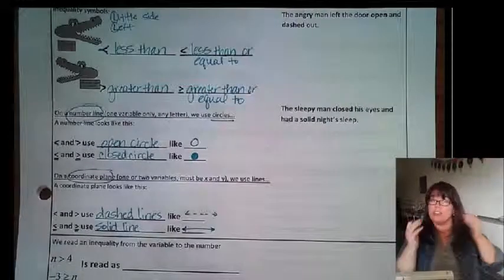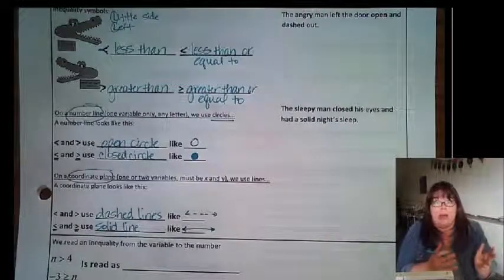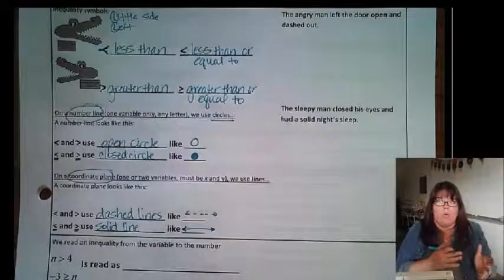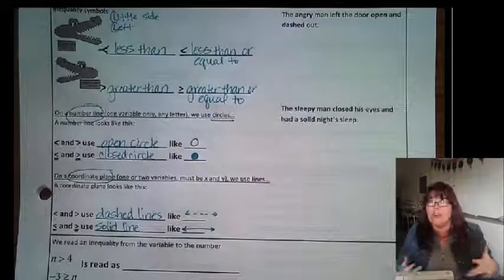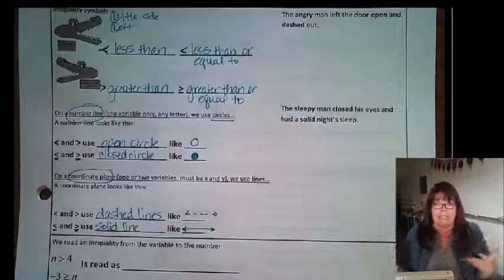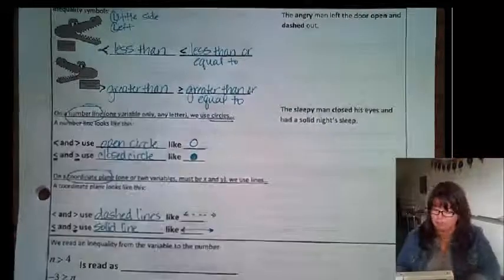And I know what you're thinking. Whoa, Miss Chiefy, this is a lot to remember because before it was just equals. That's all we had to worry about. Well, now you have to worry about equals, or maybe it's not equal, if it's less than, greater than, if it's open, closed, dashed, dotted, what? Here's an easy way to help you remember.